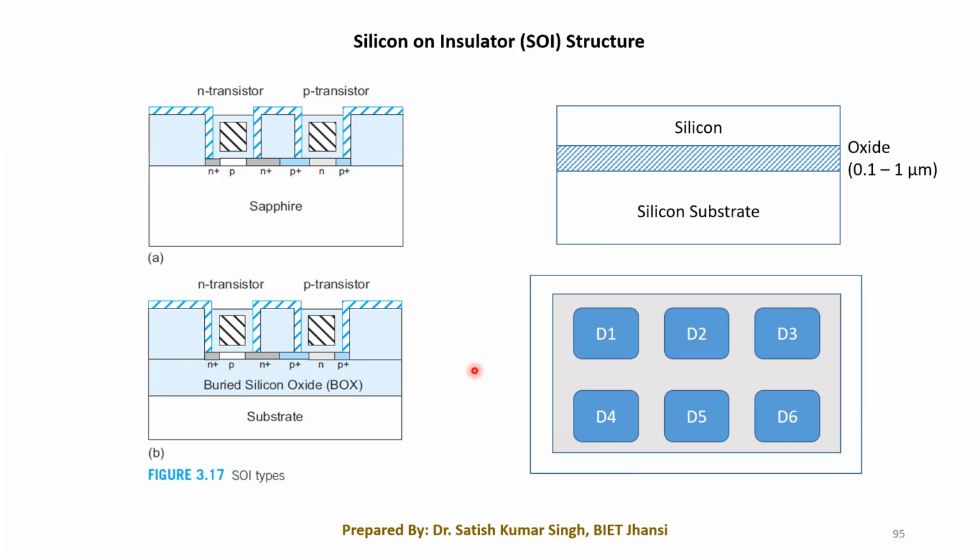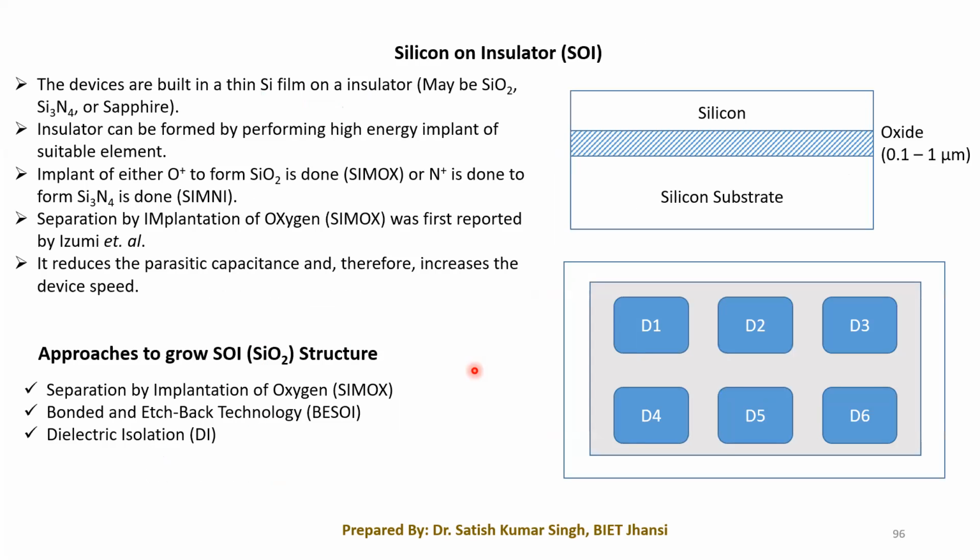Now, in fabricating this particular SOI, as we have already seen, the necessity of silicon on insulator devices is to reduce the parasitic components, basically parasitic capacitances. We have to make the devices electrically isolated. So onto the substrate we fabricate one oxide layer, and onto that oxide layer we fabricate a thin silicon layer, into which we make the devices.